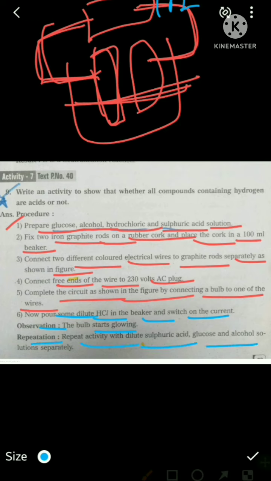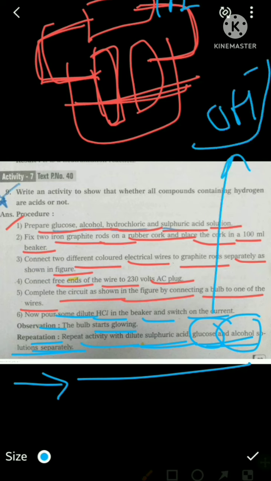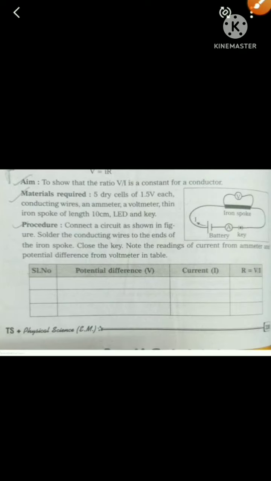Then you have to write an observation. We observe that with dilute sulfuric acid and dilute HCl solution, the bulb glows because of presence of H plus ions, and you should write with glucose and alcohol, the bulb does not glow as it consists of OH minus ion solution. Therefore, we can say all compounds containing hydrogen are not acids.